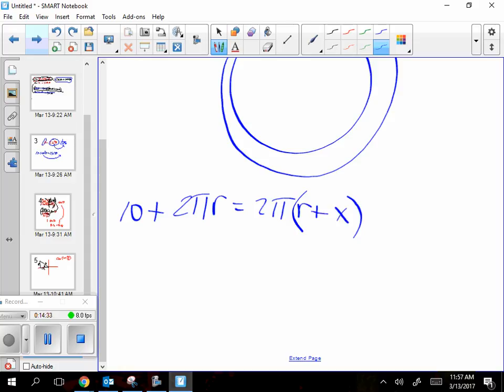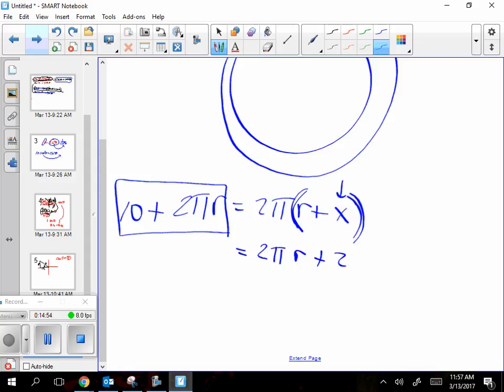Now, I haven't cheated. Believe me, I haven't cheated. I'm just trying to show you the math on this, that the radius has gotten bigger, but I just don't know how much. And now it's 10 feet bigger of a diameter. Okay, so then to solve this, this is where the little magic happens.